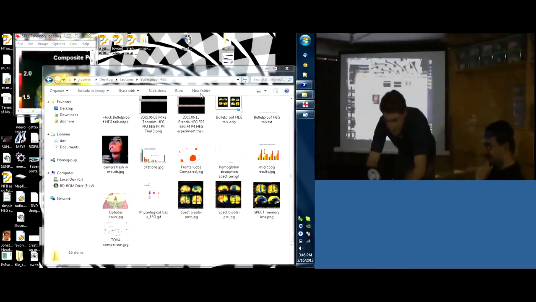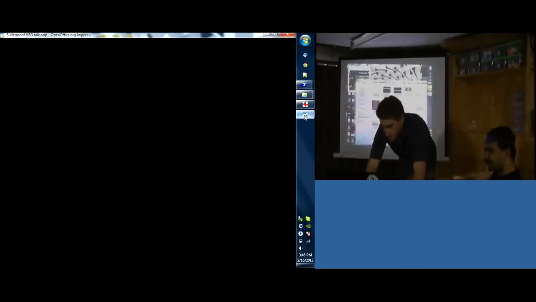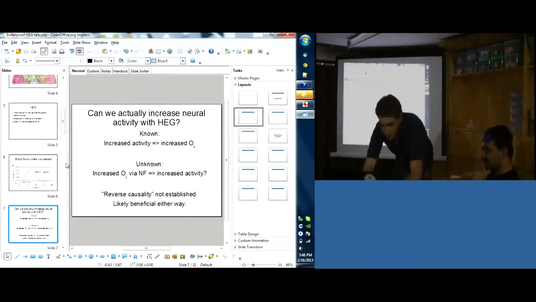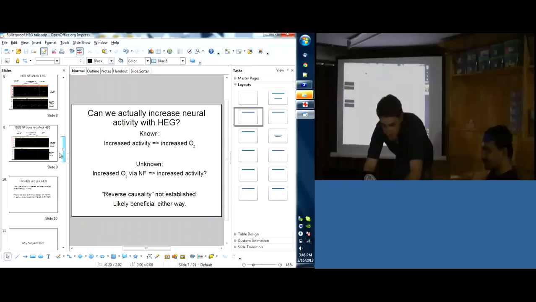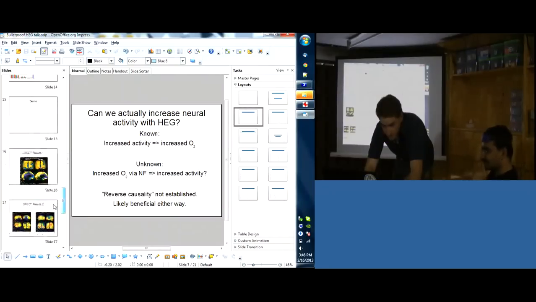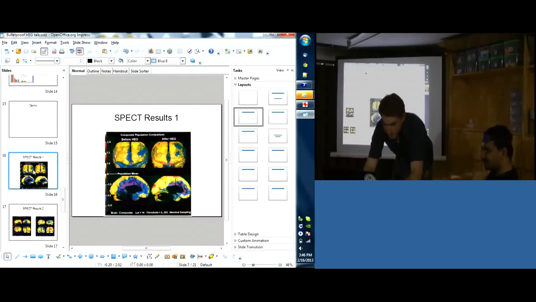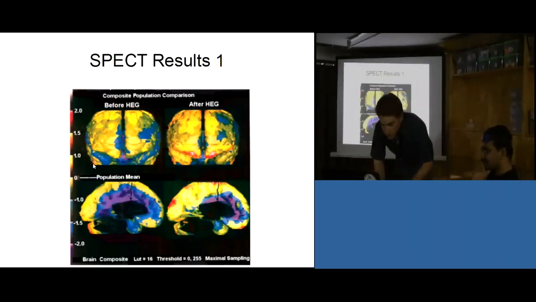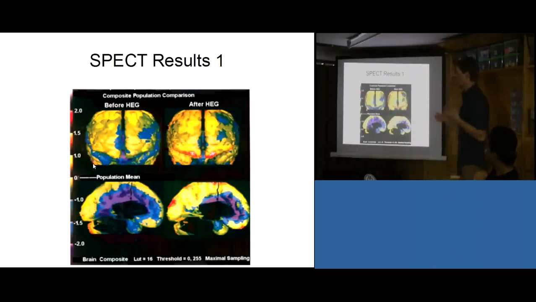The idea behind this is that if you do biofeedback like this for a while, you can increase your brain's ability to either do cognitive metabolic work or to have blood supply to that area. So, on the left is before doing any sessions with this instrument. On the right is after, I think, 30 sessions.